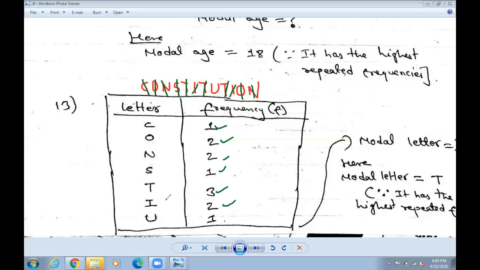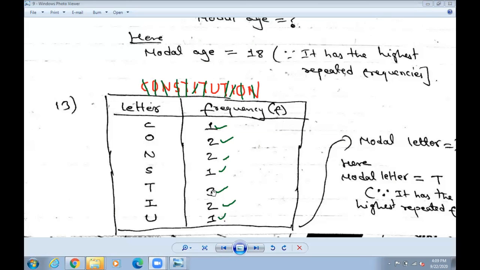And what is remaining? U is remaining over here. So how many U's? Okay, everything is cancelled now. Only one U is left. So U only one time. Okay, so everything we have written, now look. Which one is the highest repeated number? 1, 2, 2, 1, 3, 2, 1.